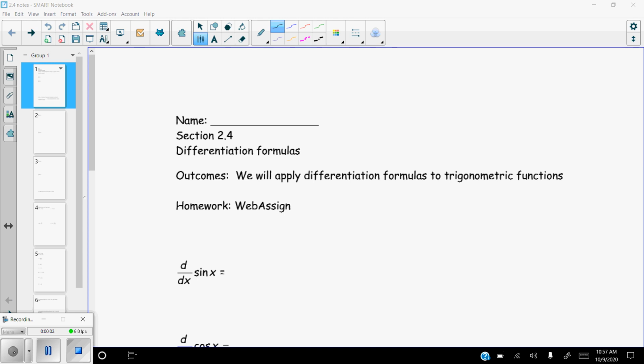Okay, this is section 2.4. We're doing more differentiation formulas. Specifically, we're going to be focusing today on the differentiation formulas for trig functions. And there are 6 of them. So there's really just 6 things to know.